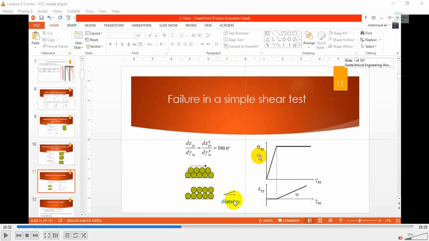To clarify this parameter, let's assume we have dense sand under a shear force. Because the particles of the dense sand are very close to each other, there is no place for these particles to move. Thus, we will notice that the sand particles will try to move on top of each other, causing some increase in the soil volume, or what we call dilation, as we can see here.